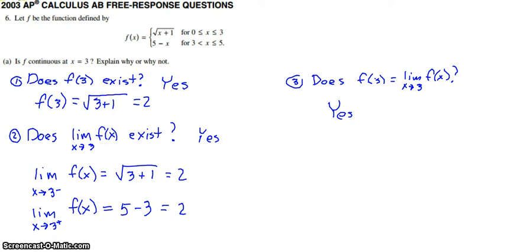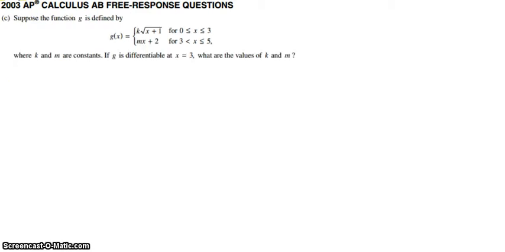So we're going to skip ahead to part C of this, which has to do with differentiability. And they give us this new function g of x. This function g of x has these unknown constants in it, k and m. It's a very similar definition to the definition for f of x, but it is slightly different. We still have a root function for the interval 0 to 3, including 3, and then we have a linear function from 3 to 5. We want to figure out what the values of k and m are, these constant values, in order to make the function differentiable at 3.